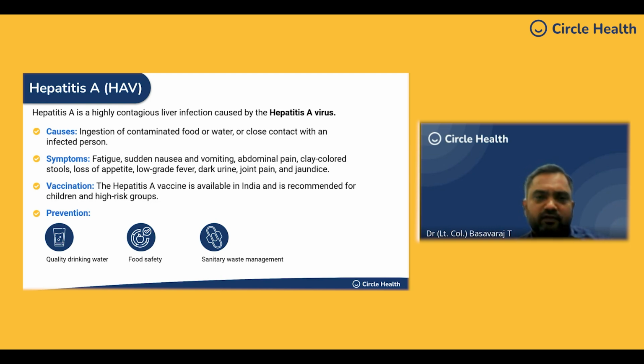Now the symptoms for hepatitis A, B, C, D and E, they are usually common. That includes fatigue, sudden nausea, vomiting, there can be fever, abdominal pain. One common thing is clay-colored or pale stools. The jaundice might be there for some people, especially in hepatitis A.